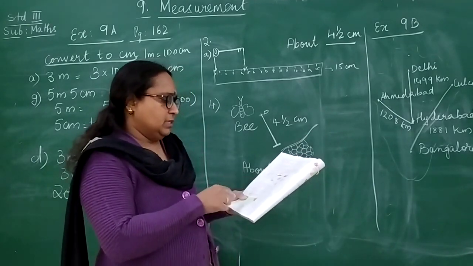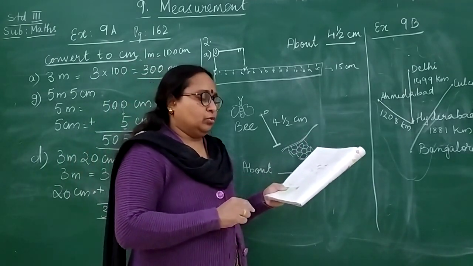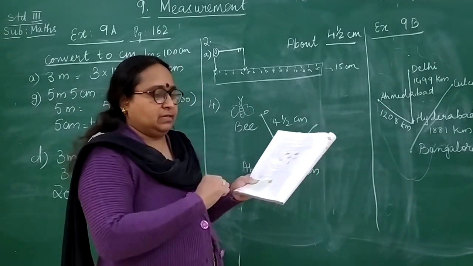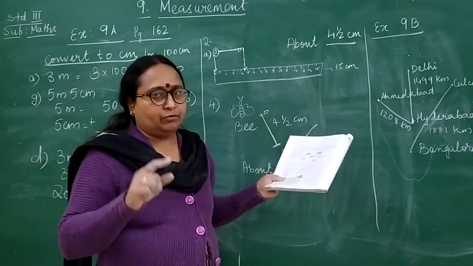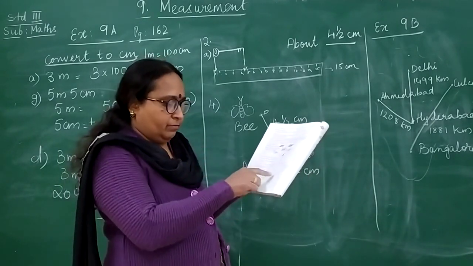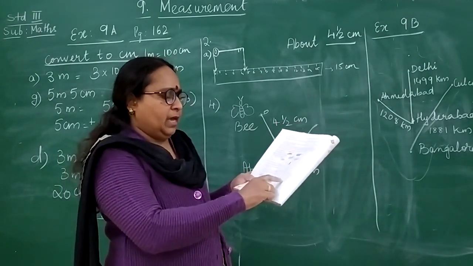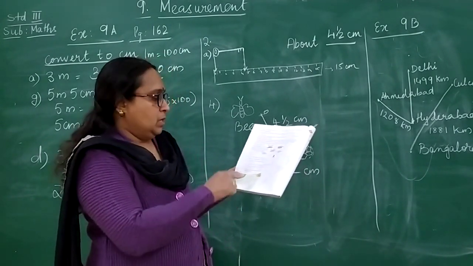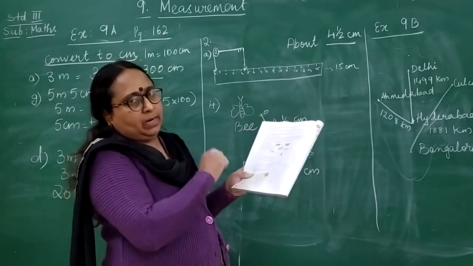So the first question is Kolkata to Bangalore. So when you travel by air, what is the distance? So it is a long distance, so you'll have to calculate in kilometer, and they have given here, see, 1881 kilometer between Kolkata and Bangalore. So you have to write here 1881.